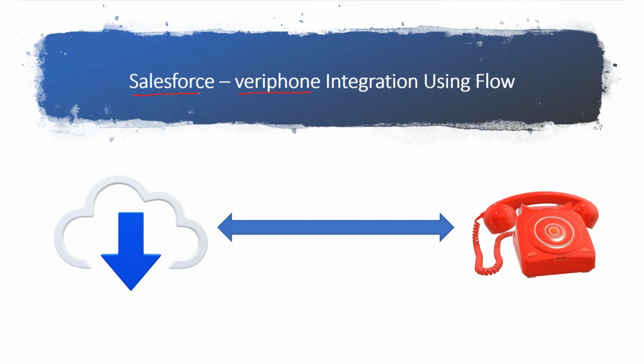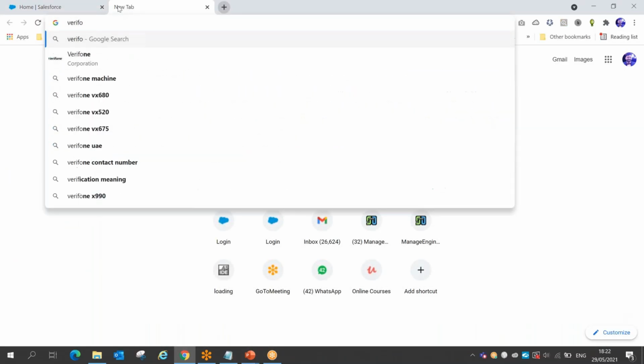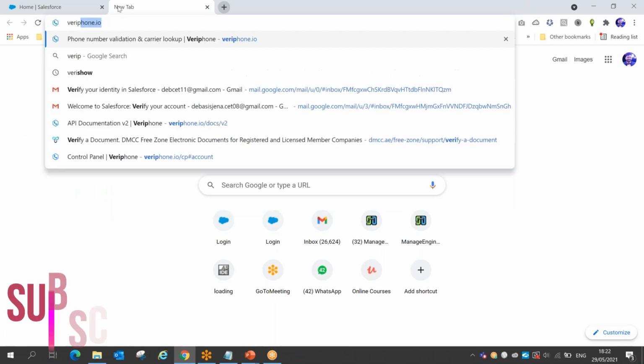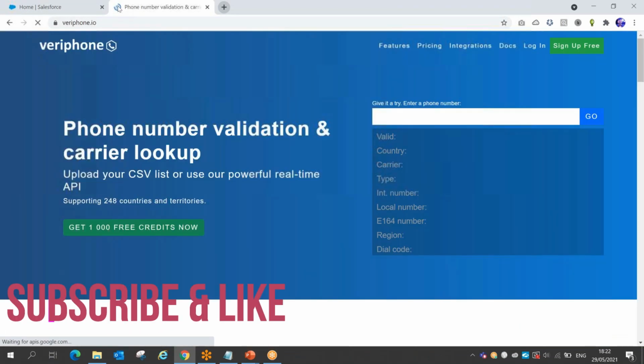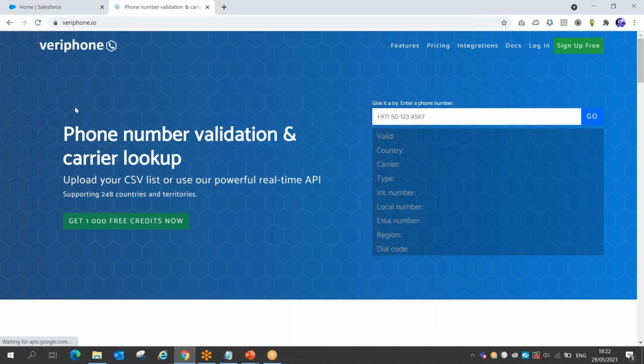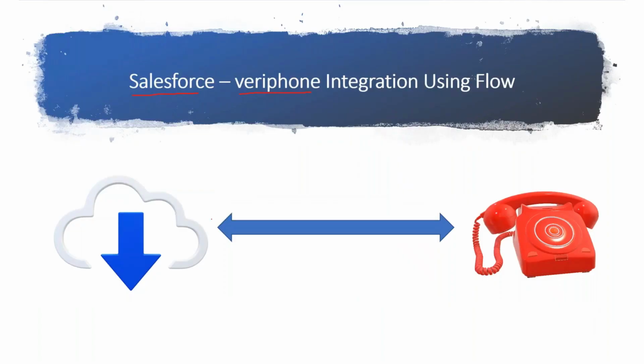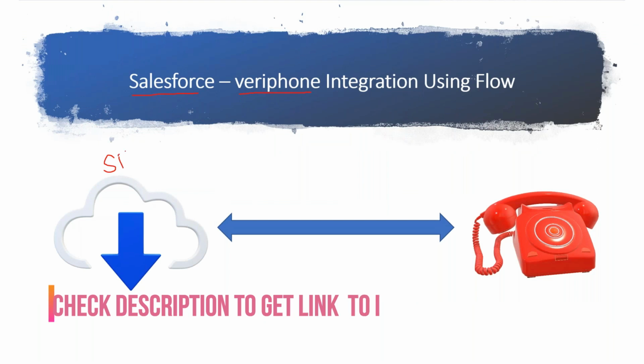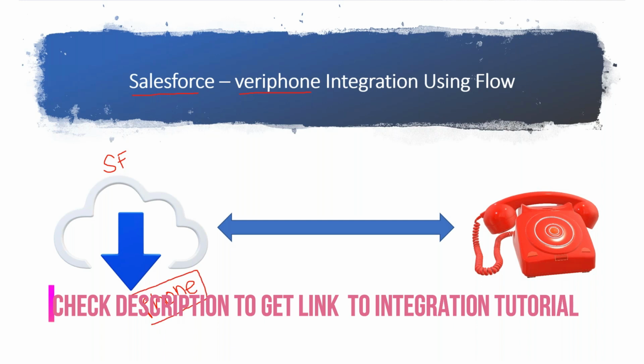If I want to understand what Verifone is and why I need it, let me go and show you what the Verifone system is. This is a system, or an application, where we can validate our phone number. Just think, you have an account. In the account, you have an account phone number field. In Salesforce, I have an account phone number field. We want to verify whether the phone number being entered is a valid phone number or not.